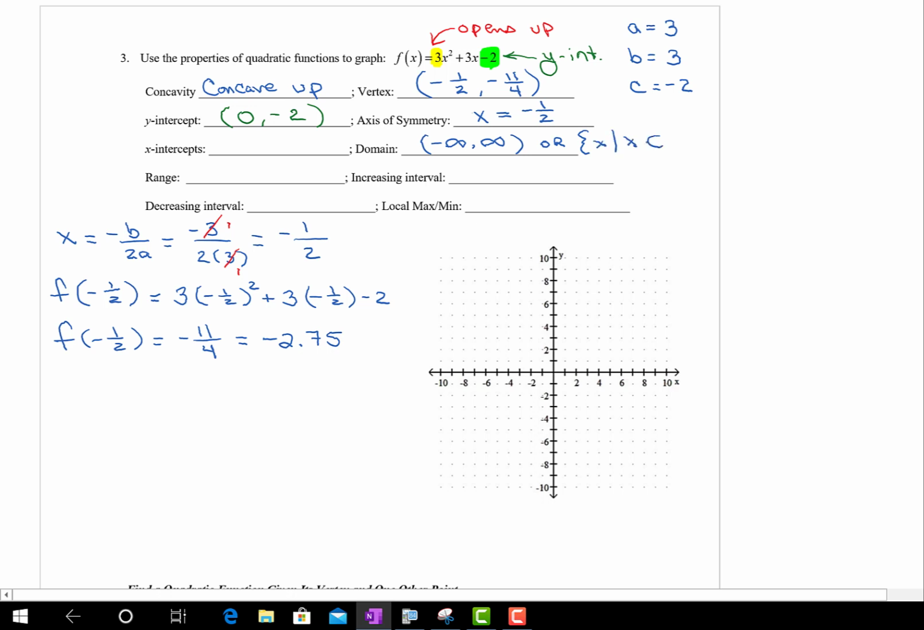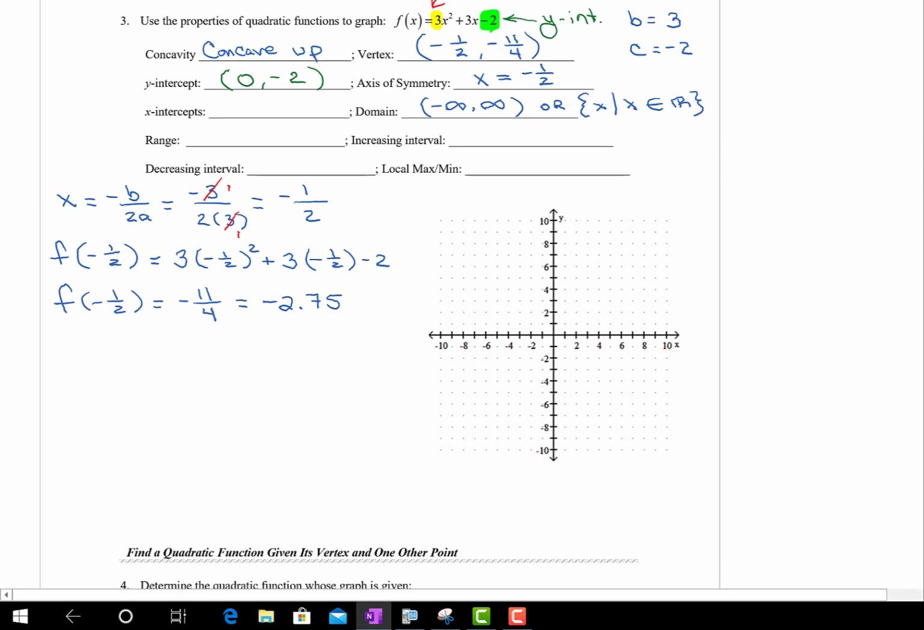The domain, we said, is always going to be the same: all real numbers, the open interval from negative infinity to infinity, or the set of all x such that x is an element of the set of real numbers. What else do we need? We need the x-intercepts.